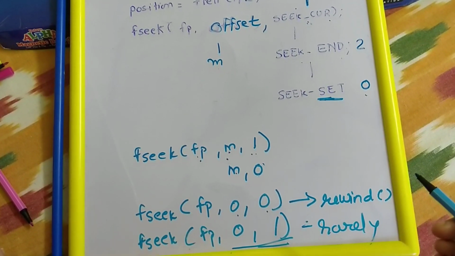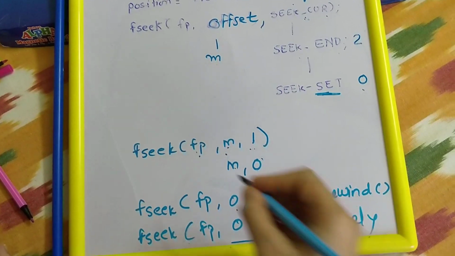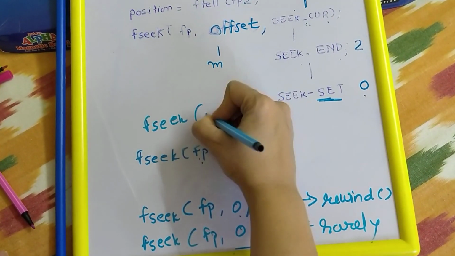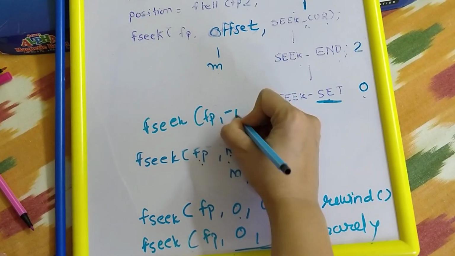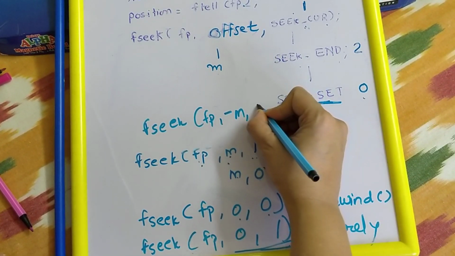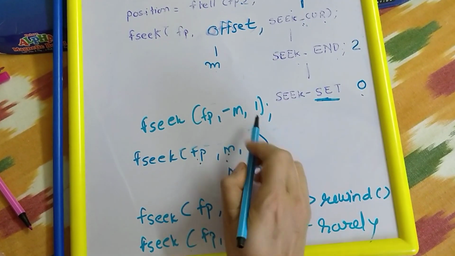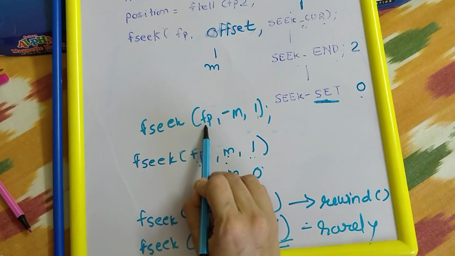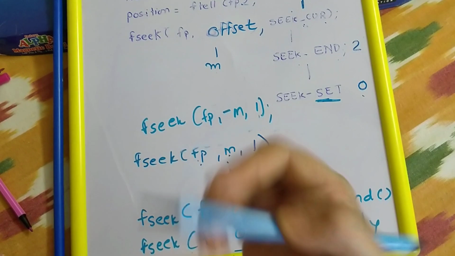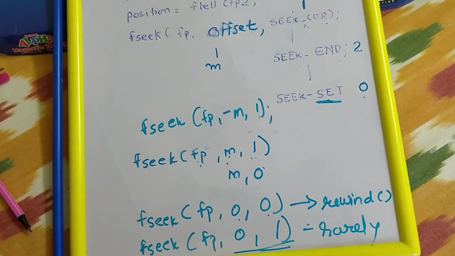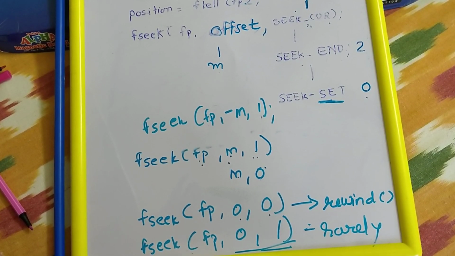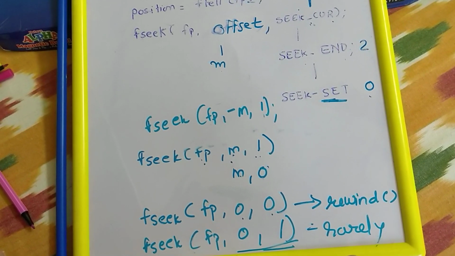Right? Now, for example, if you want to go backward, in that case you have to write fseek(fp, -m, 1). So from the current position in the file pointed by fp, your cursor will go m bytes backward. So the minus sign in the offset indicates backward.